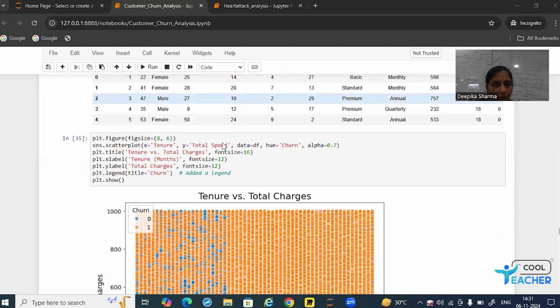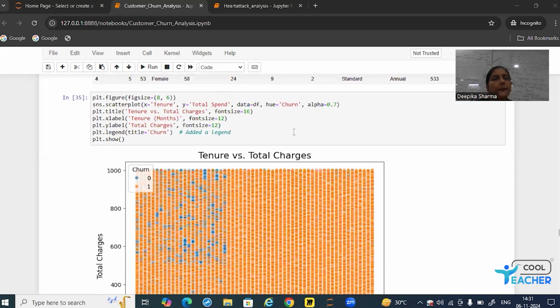Now here we can see, suppose I want to make a graph. I want to visualize the graph with a scatter plot or any other plot also we can do. So here we can see what the tenure is, what the total spend is. I want to analyze how many months the people are staying with us, what the tenure period is, and how much total spend they are doing here.